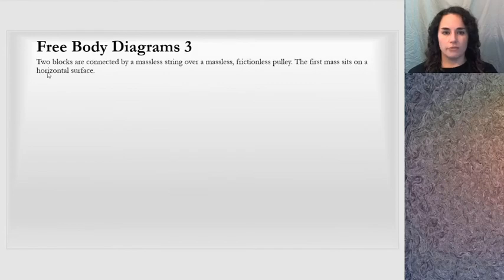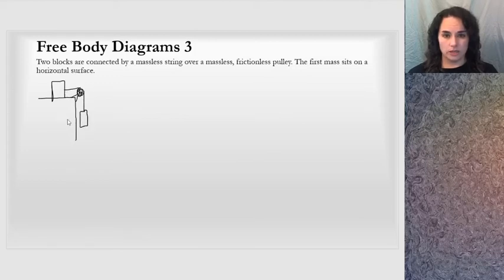Third question I have for us. Two blocks are connected by a massless string over a massless frictionless pulley. The first mass sits on a horizontal surface. Okay, so this is the sort of situation that's going on. There's some sort of pulley over here. I can draw the pulley. There's the pulley. There's a mass on this side, and there's a mass hanging. So here's the general sketch.